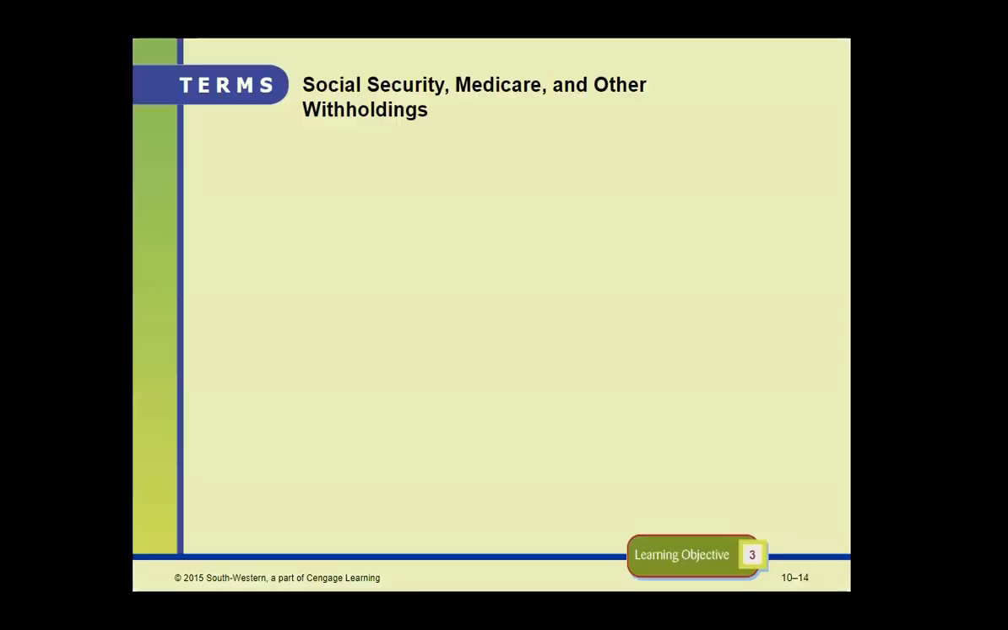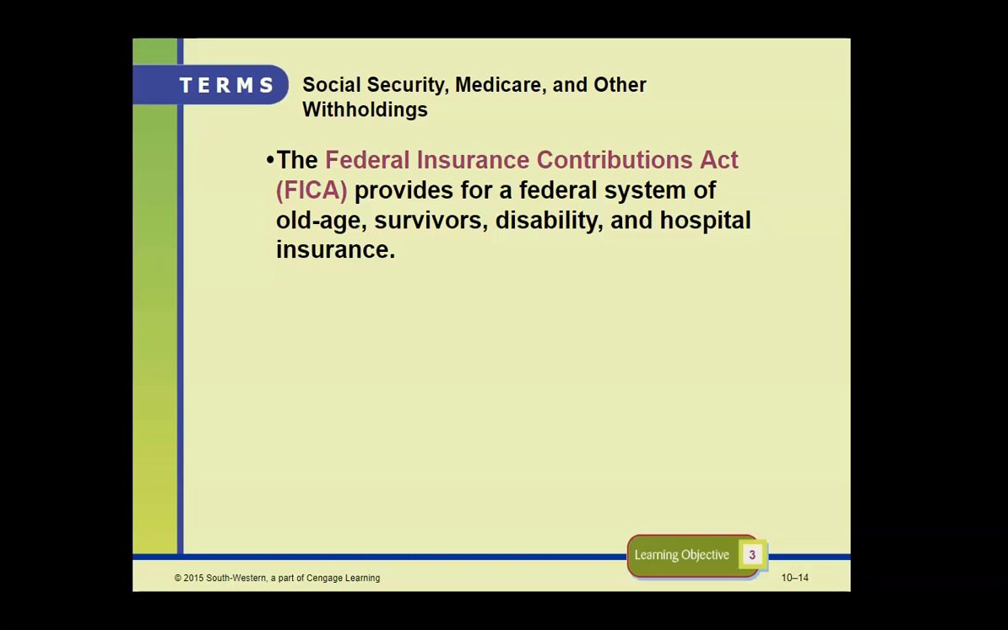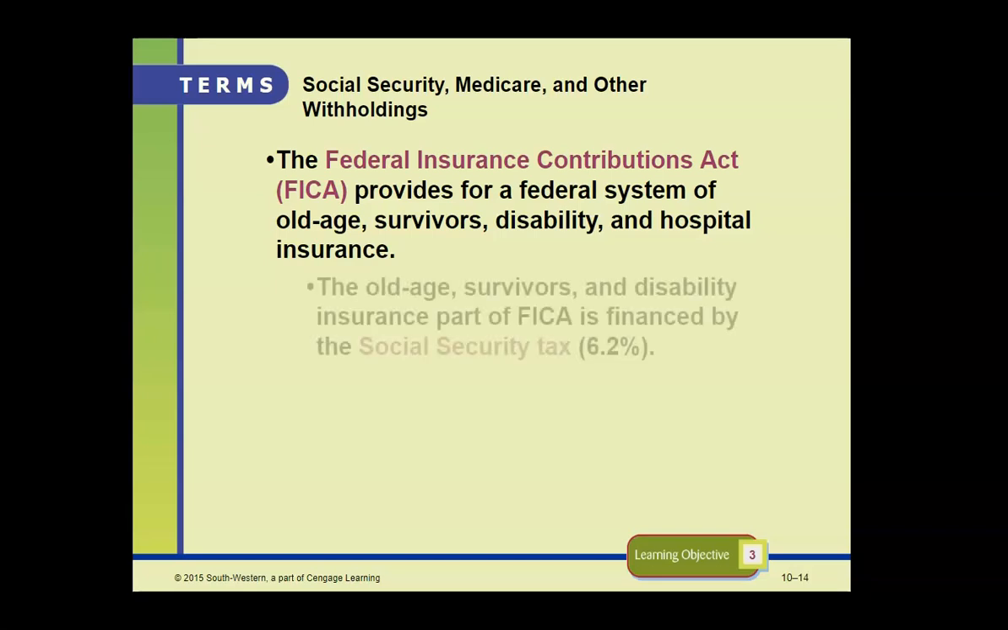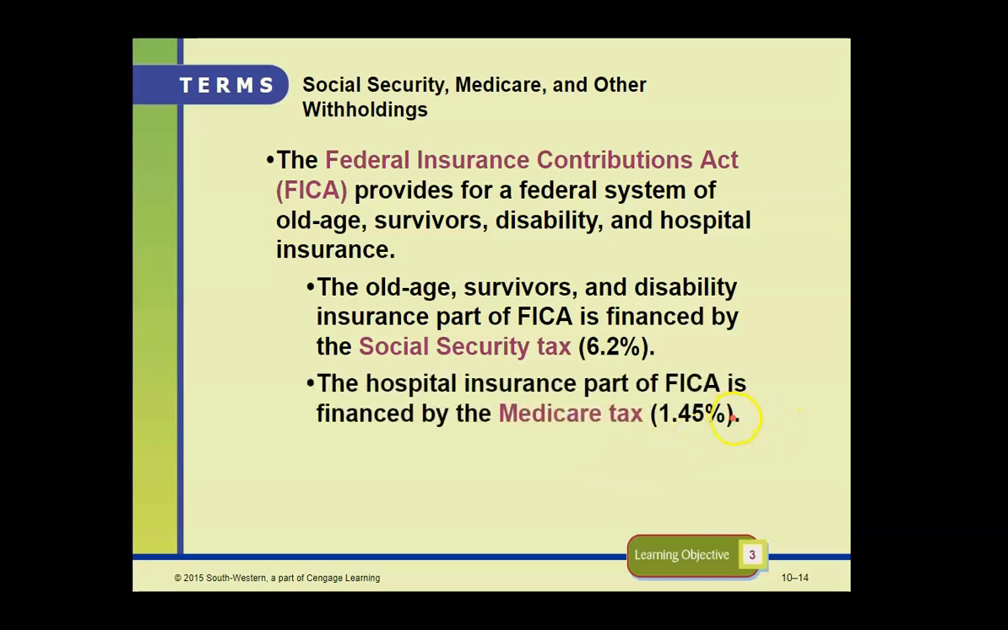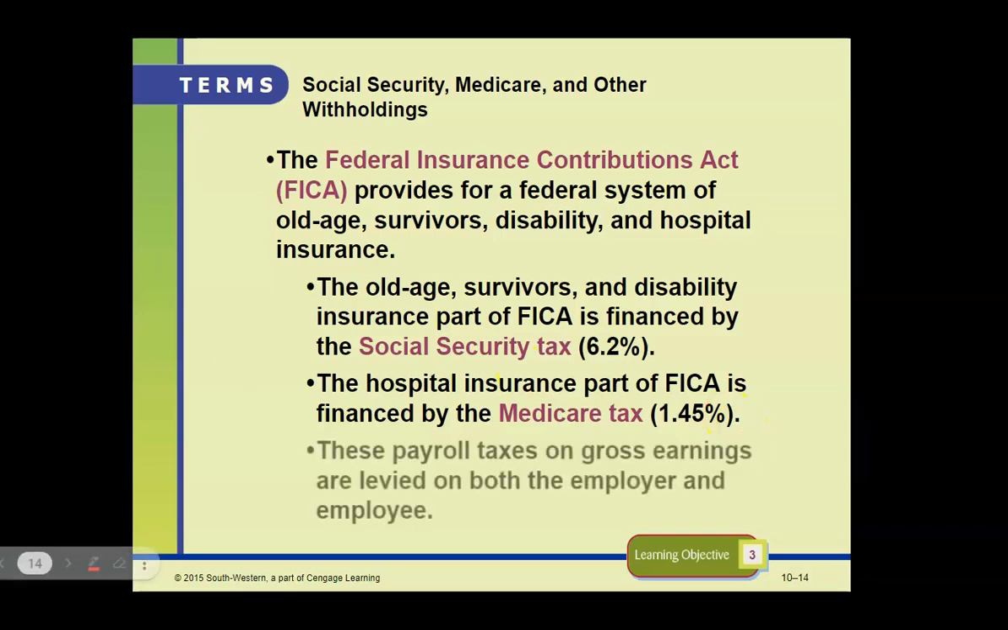Okay, other things that you'll be calculating are Social Security taxes, Medicare, and maybe even other withholdings. Okay, so FICA just stands for the Federal Insurance Contributions Act, and this includes Social Security and Medicare. So the Social Security tax is 6.2% on the gross pay, and the Medicare tax is 1.45% on gross pay. It's actually distributed among both the employer who pays some of it, and then it also gets taken out of our personal paychecks as well.